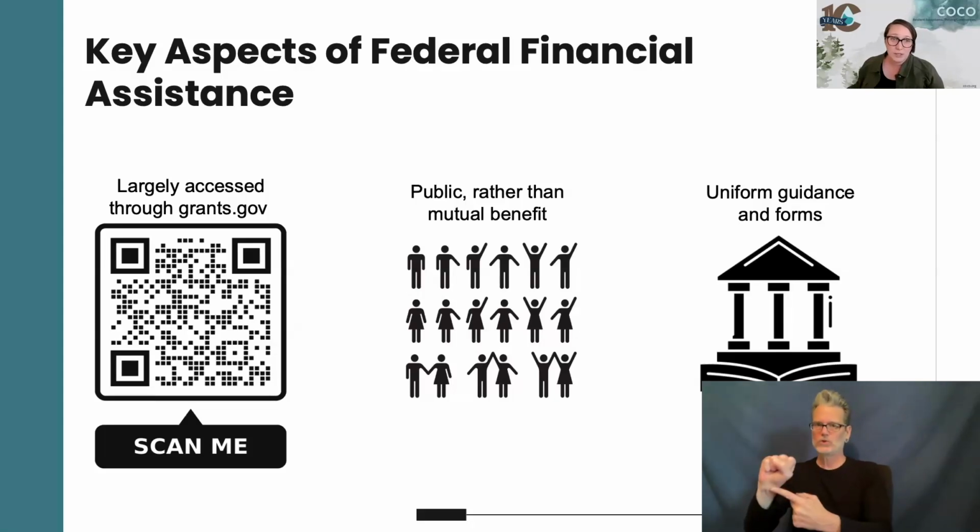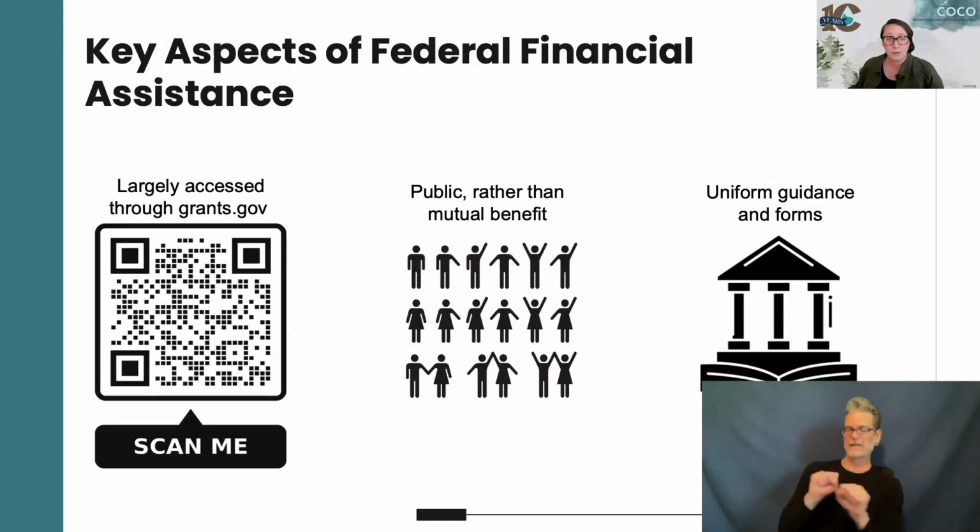Another common feature is that they do follow uniform guidance and forms. So for example, it follows what's referred to as the 2 CFR 200, which is a federal government-wide uniform financial guidance and regulation, and incorporates the use of standard forms. So recipients can expect to see the same forms if they're receiving funding via grants or cooperative agreements.